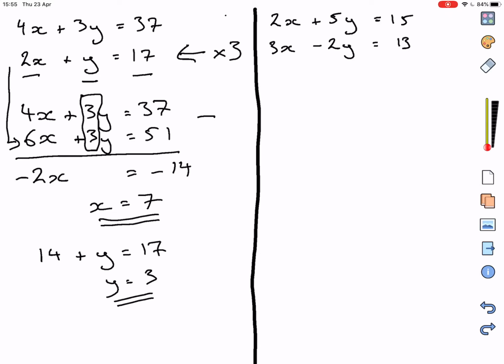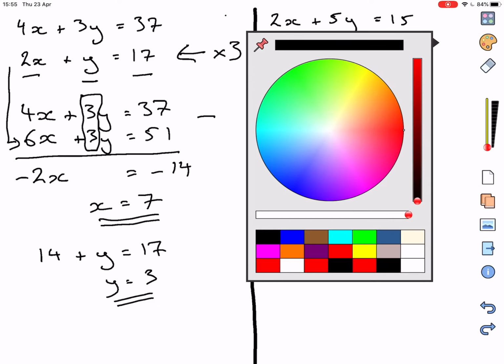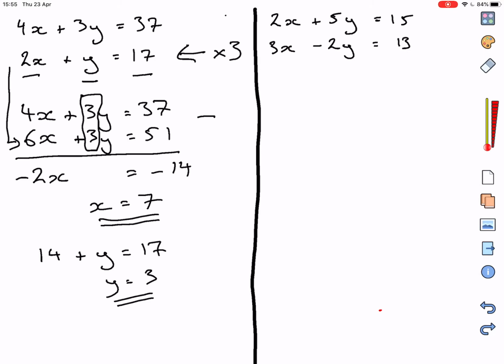Now, it's not quite as simple as the first example. I can't just multiply one of the equations by something to get matching coefficients. I've got to multiply both of them. So what I think will probably be the easiest, if I look at the coefficients of x, I've got a 2 and a 3. I'm going to aim to make those both 6. So I'm going to multiply that first equation by 3 and the second equation by 2.